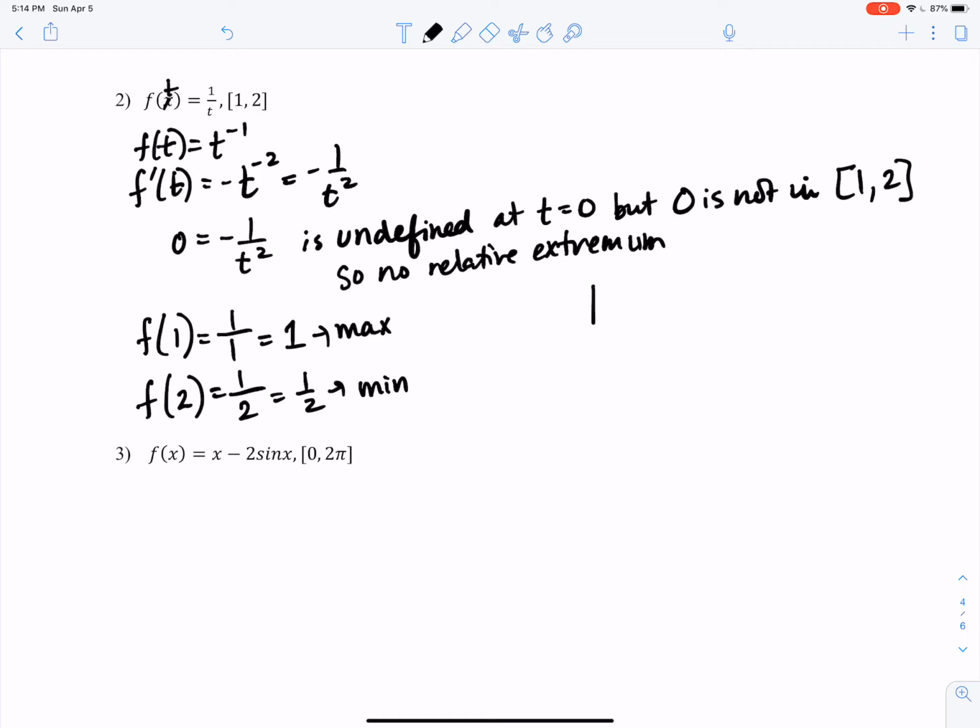And actually, if I were to graph this function, 1 over t, 1 over x, it kind of looks like that. And we're only looking at it on the interval from 1 to 2. And you can see that when f is 1, it's the maximum. And when t is 2, that's going to be our min. Our max is when t equals 1.